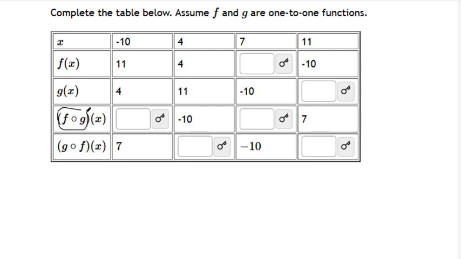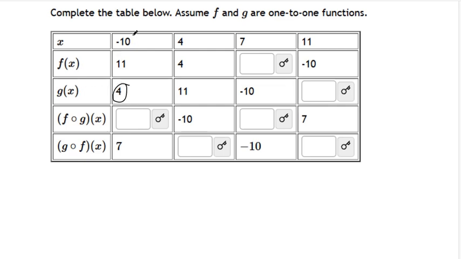This notation says f composed of g, so it means you're taking the function f and you're putting the value of g into that function. And so up here it says when x equals -10, the function f of g is 4. So we can figure this out by figuring out what g is. It's 4 in this column. And then we're plugging that into the function f of x. So we've got x equals 4 going into the function f of x.